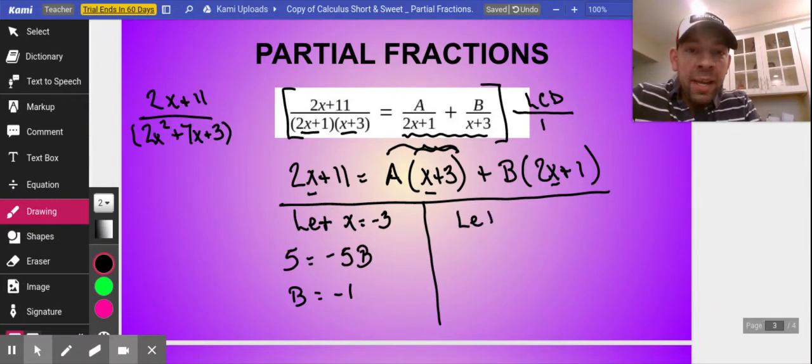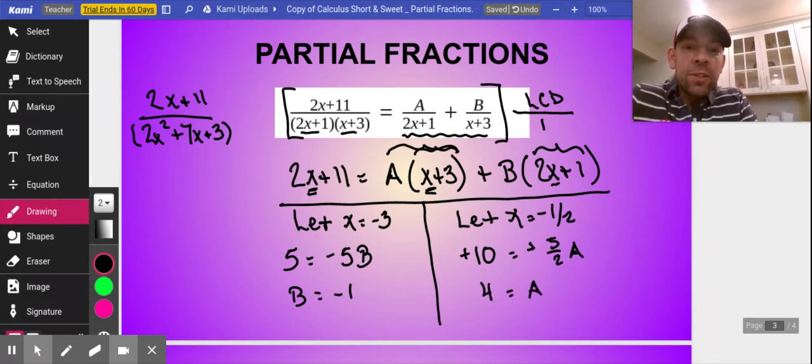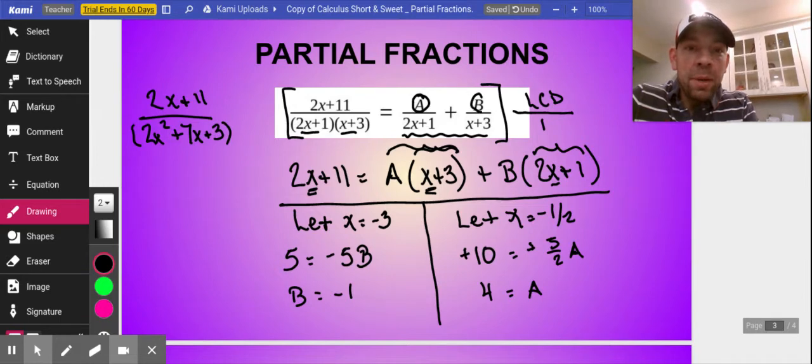Over here, I'm going to let x equal -1/2 because that would make this quantity right here equal to 0. So substituting that across the board, I'm going to get positive 10 equals, just kidding, 5/2 A. And then I multiply both sides by 2/5 to get a 4. So those are the constants that I would substitute in for A and B, and now I've got two simpler rational functions as a substitute for that one bigger one.